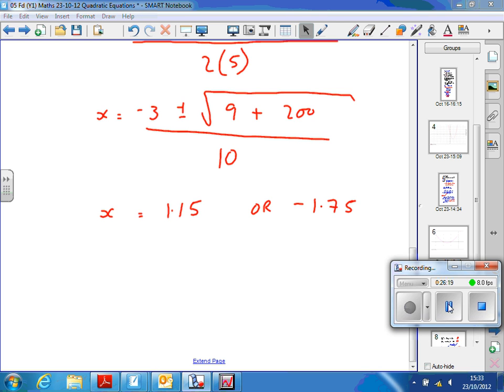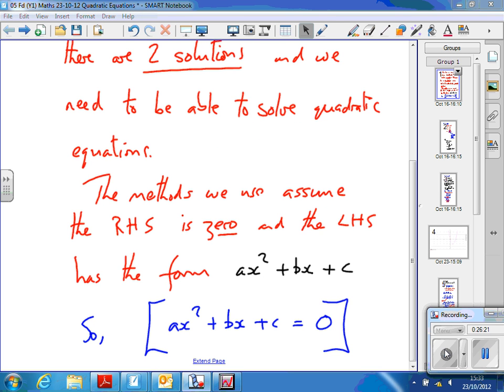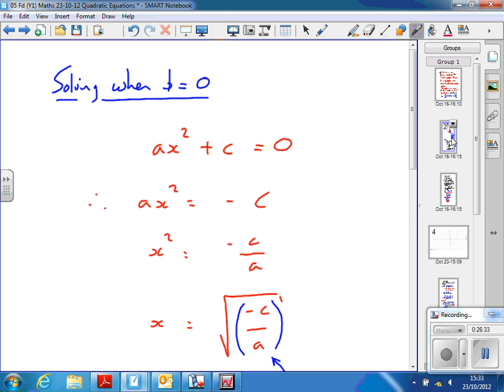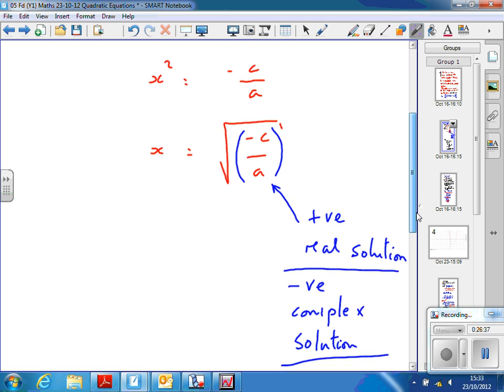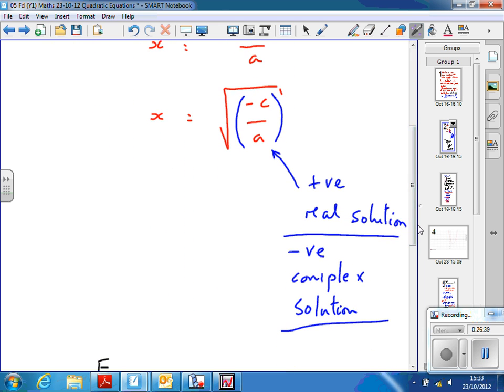So to quickly recap, we were going to look at methods to solve quadratic equations which assume that the right-hand side is 0. Here it is. We have 3 cases. One where b is 0. That's easy to solve. You just solve the equation. Get x on its own, hoping that when you get to the square root at the end, it's a positive square root. If it's negative, at this point you're going to have to stop and say it's a complex solution.